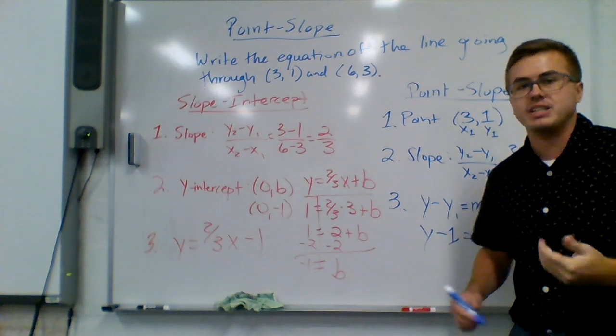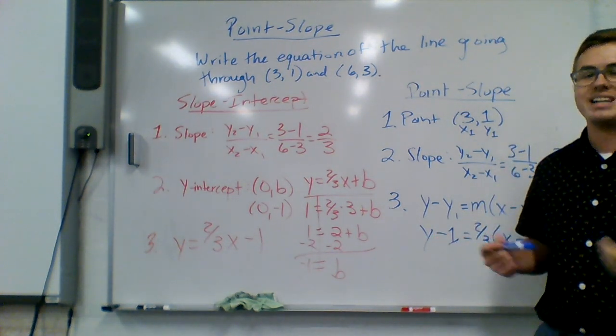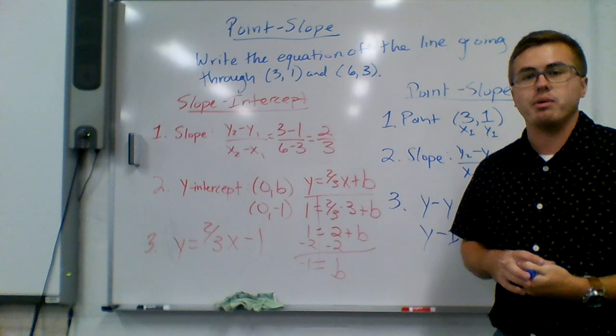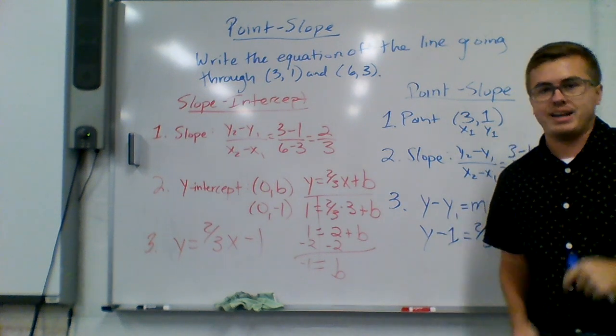So we've got slope-intercept, point-slope form, and then our last type will be standard form, and we'll look at that a little bit more in the next few days.